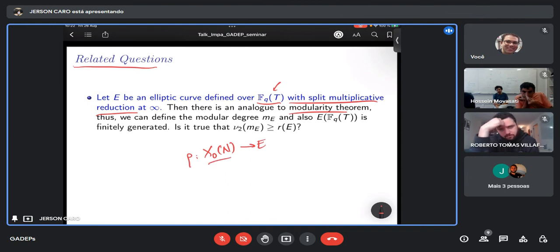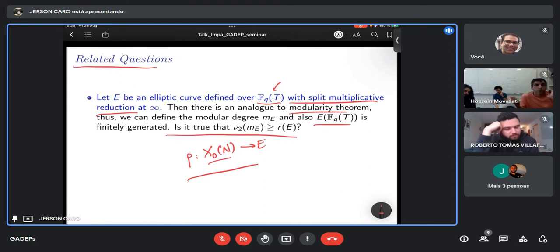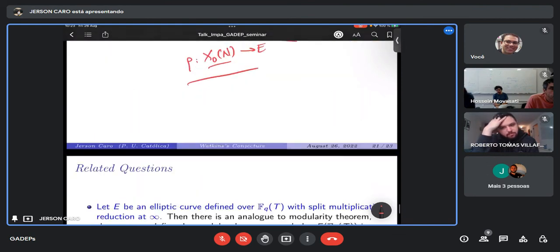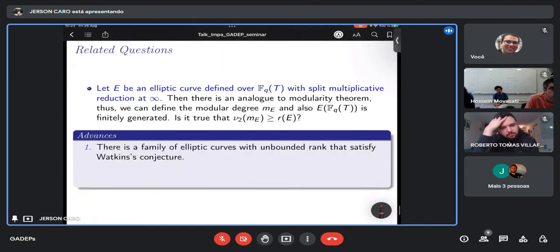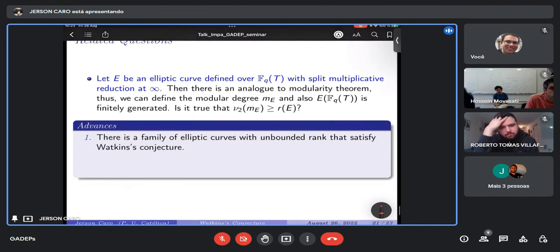But these curves are defined differently. But the thing is that if we have this kind of morphisms, we can define the modular degree. And also, this group is finitely generated. So in particular, we can ask the same question. Is it true that the two-adic valuation of the modular degree is at least the rank? And we have some advances in this direction.